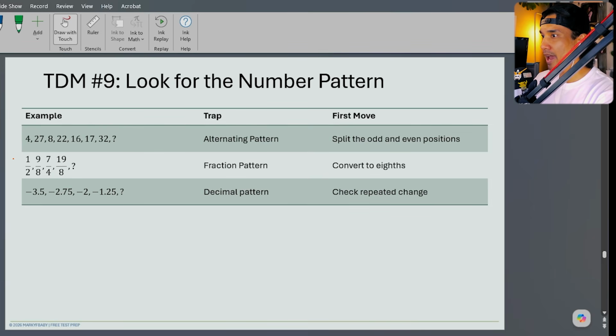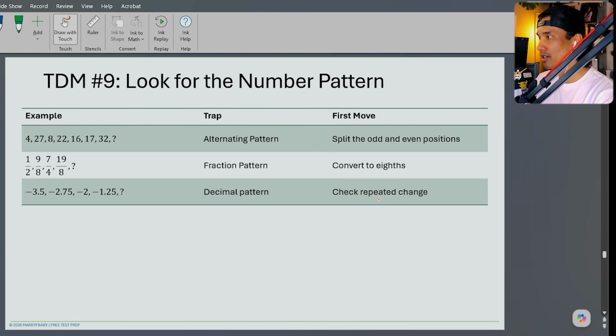Here's a fraction pattern: 1/2, 9/8, 7/4, 19/8. Well, I want to convert all of my denominators to eighths. So I get 4/8 and then 14/8. Yeah. And then I would find the pattern.